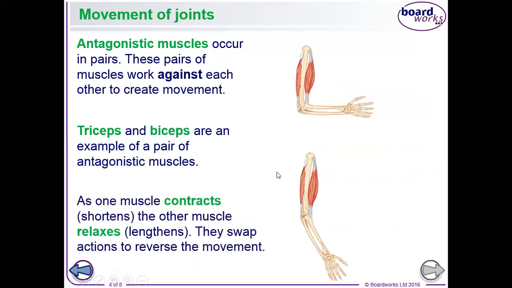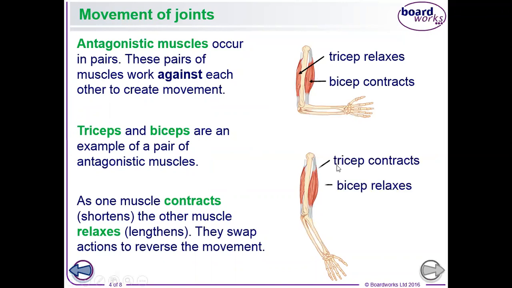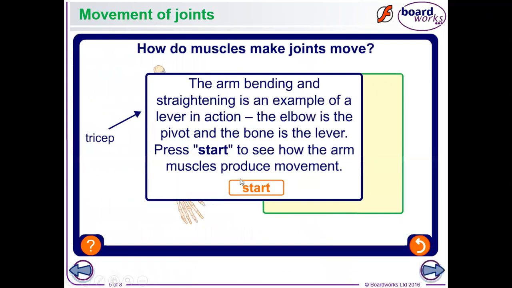The reason I'm saying this is when one relaxes, the other one contracts. And when one contracts, the other one relaxes. And as one muscle contracts, the other muscle relaxes, and they swap their action. For example, the tricep relaxes and the bicep contracts when you move your hand up. When the forearm is being raised up, the tricep will relax and the bicep contracts. And when you move it down, the tricep contracts and the bicep relaxes.